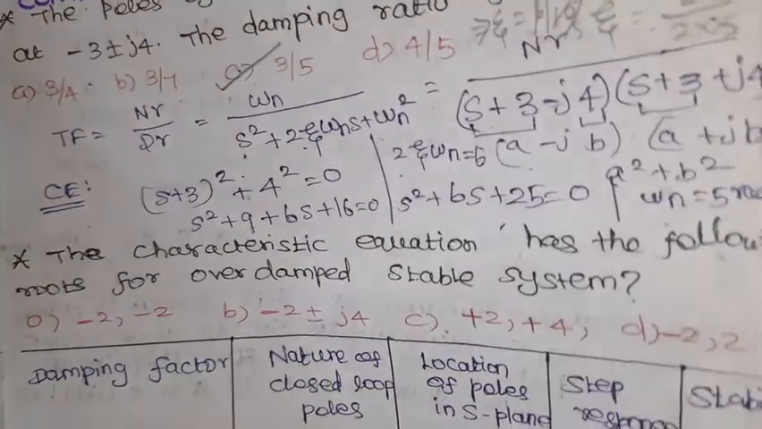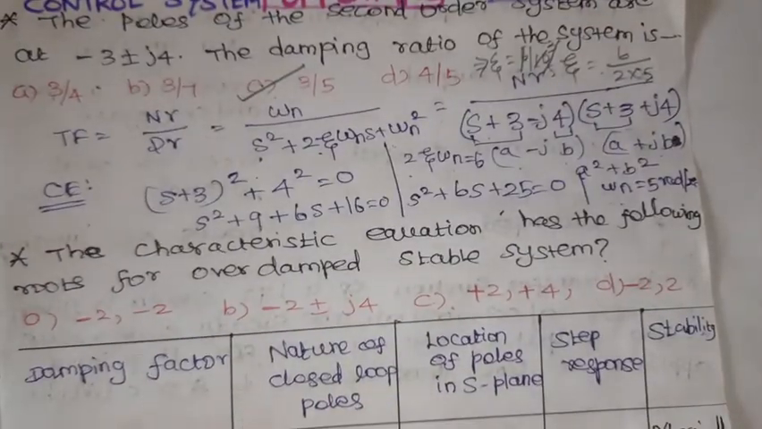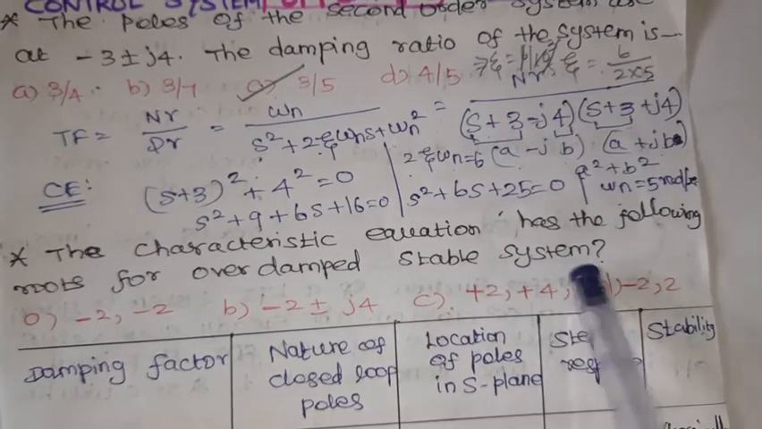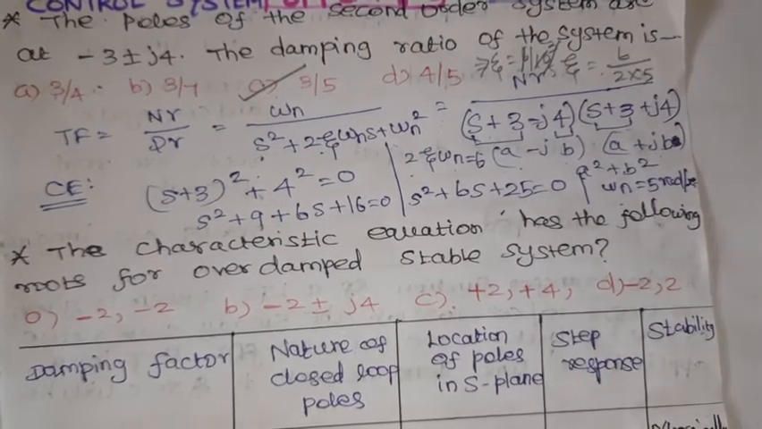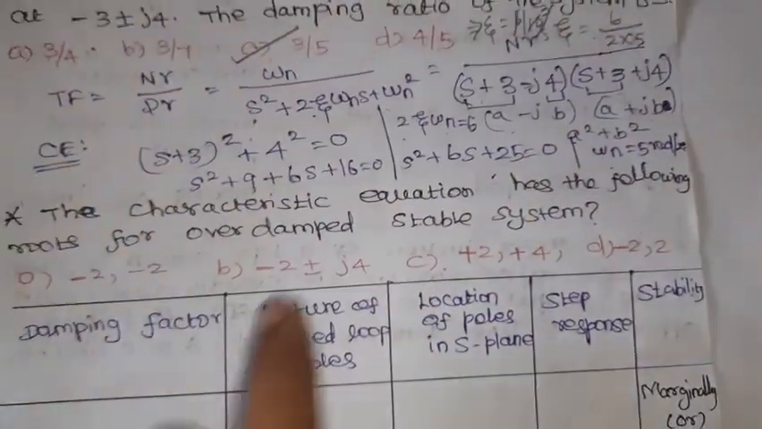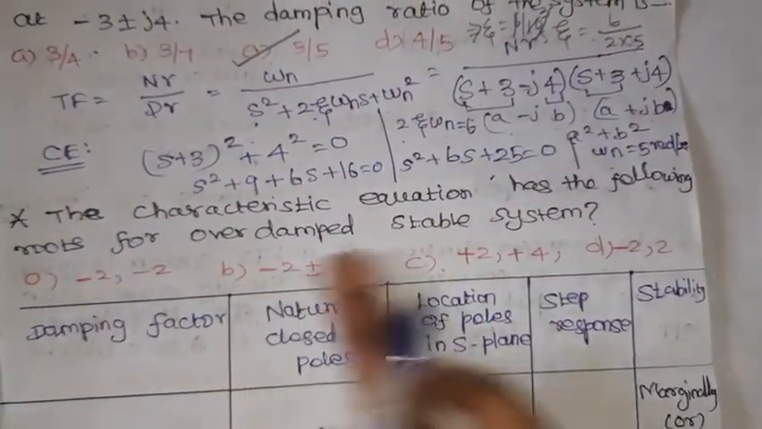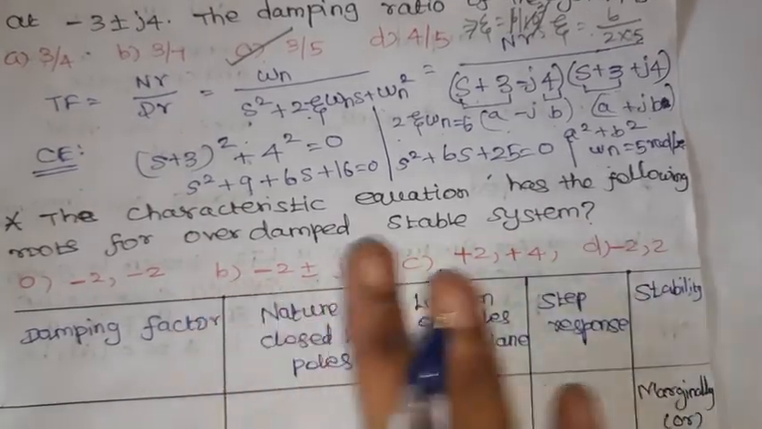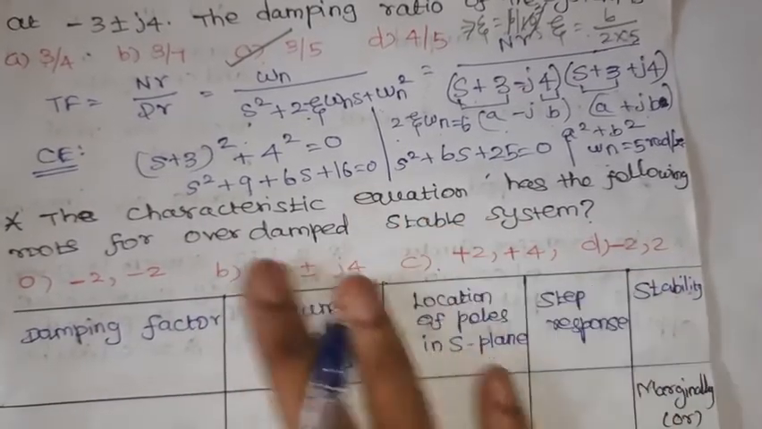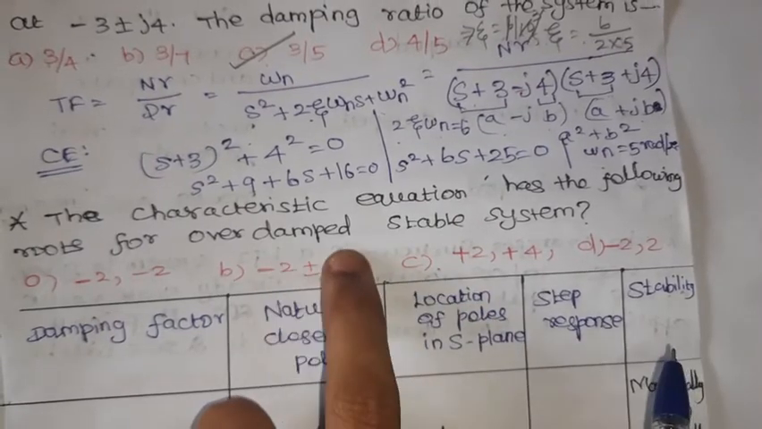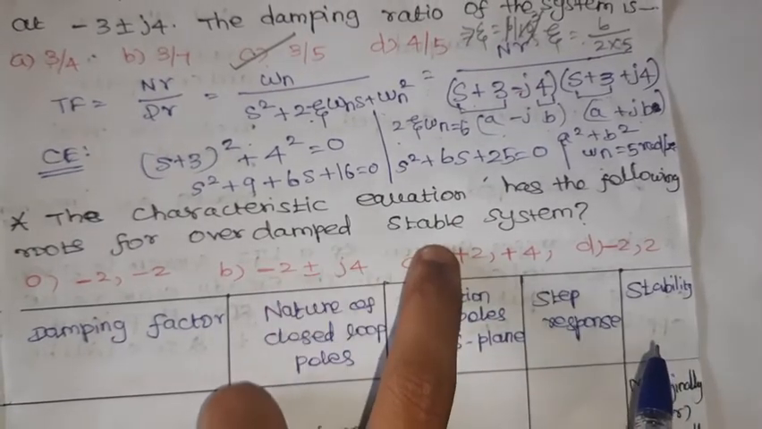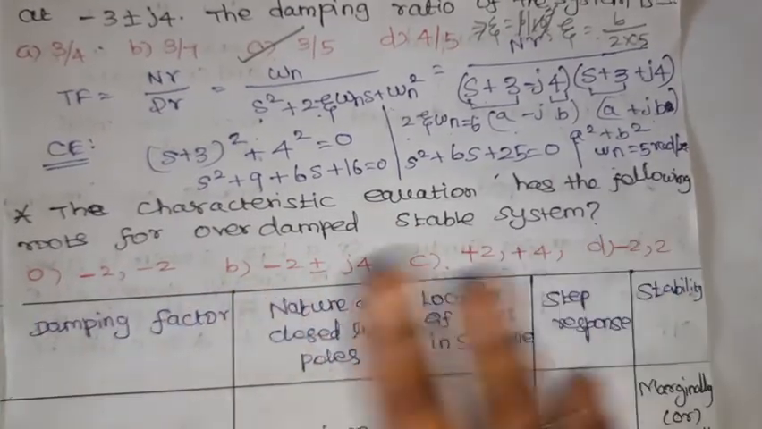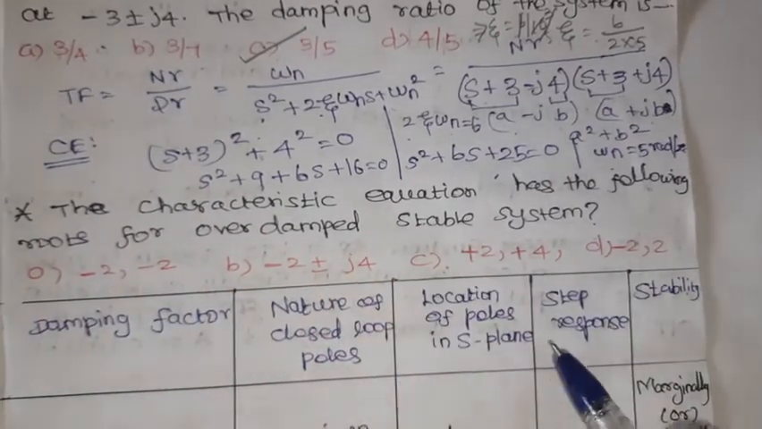Then move on to the next problem. The characteristic equation has the following roots for an overdamped stable system. What are the characteristic equation roots? We need to find out, out of these options, which one is the roots for an overdamped stable system?